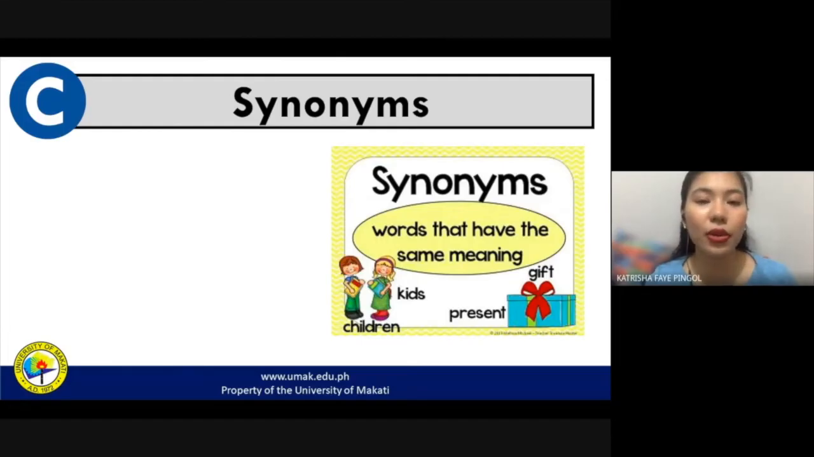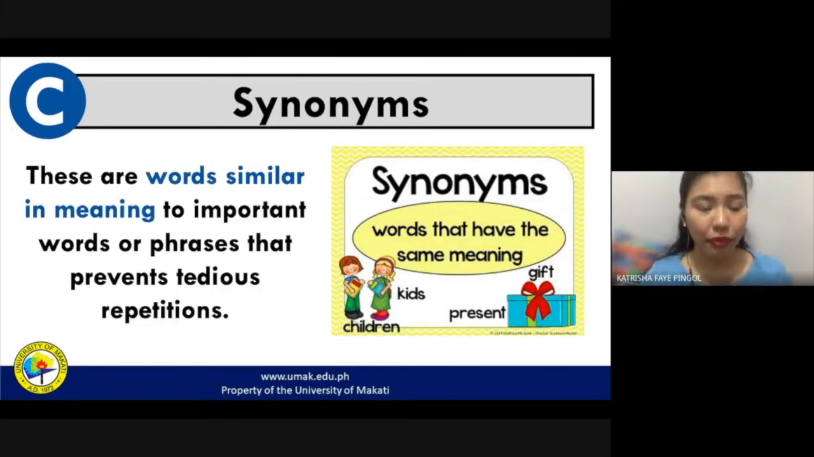Okay, so let's go to the next signal device, which are synonyms. Okay, synonyms are simply, as we all know, I know you're all familiar with this one, words that have the same meaning. They share the same meaning. So these words that are similar in meaning could be important words or phrases that we use because we don't want to practice too much repetition.